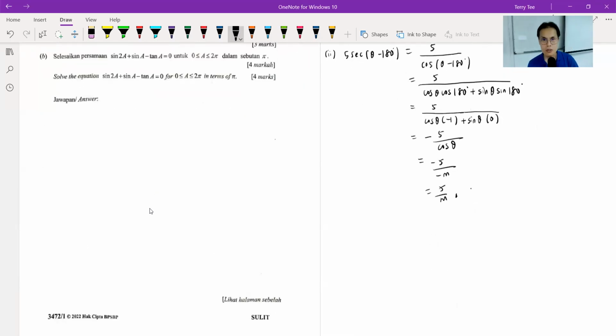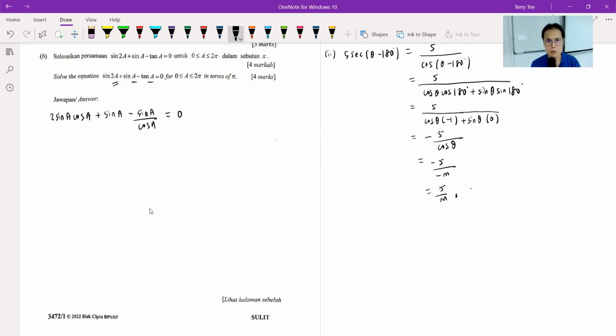Now, the first thing I'll do to solve this equation: sine 2a plus sine a minus tangent a. Now, we know sine 2a is 2 sine a cos a. This is from the double angle formula for sine. This formula is given in the exam. Plus sine a. As for tangent a, we can change it to sine over cos. The result must equal 0.